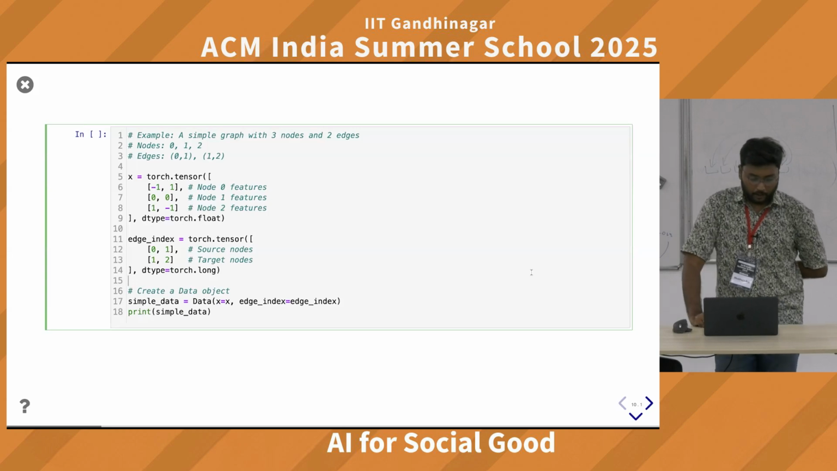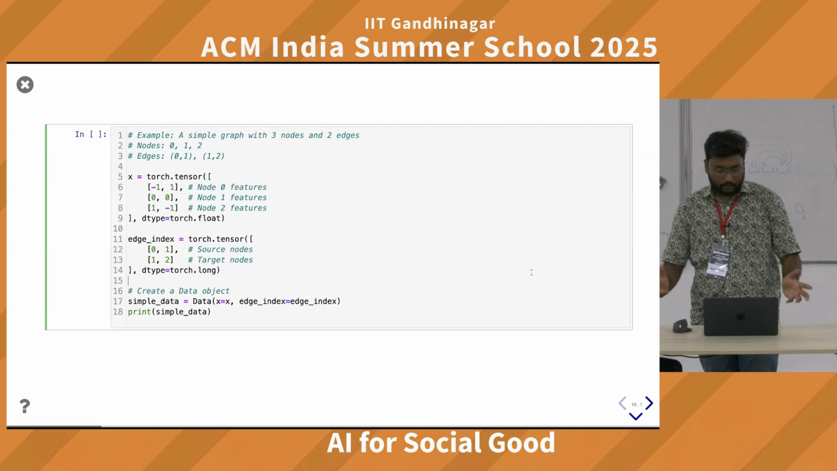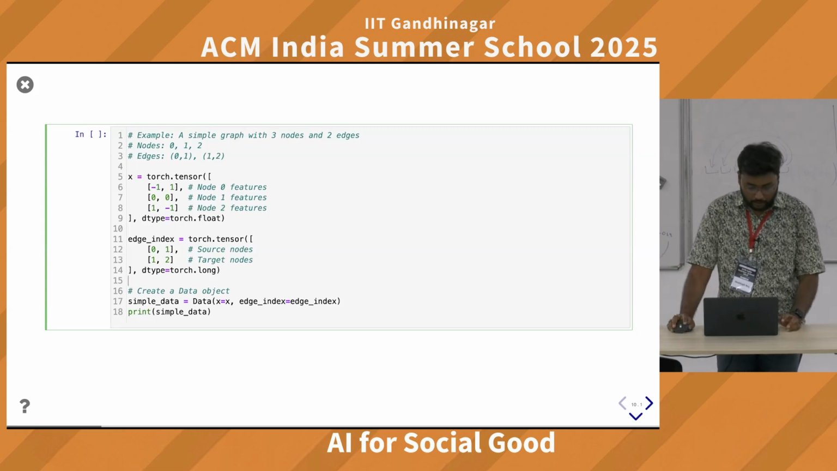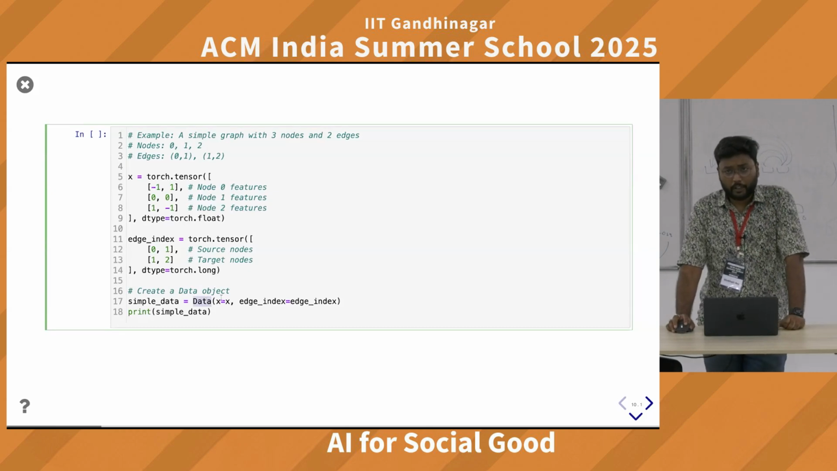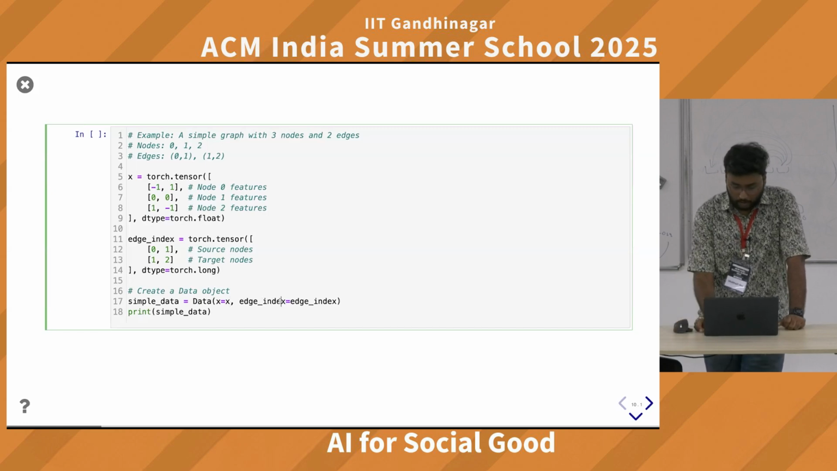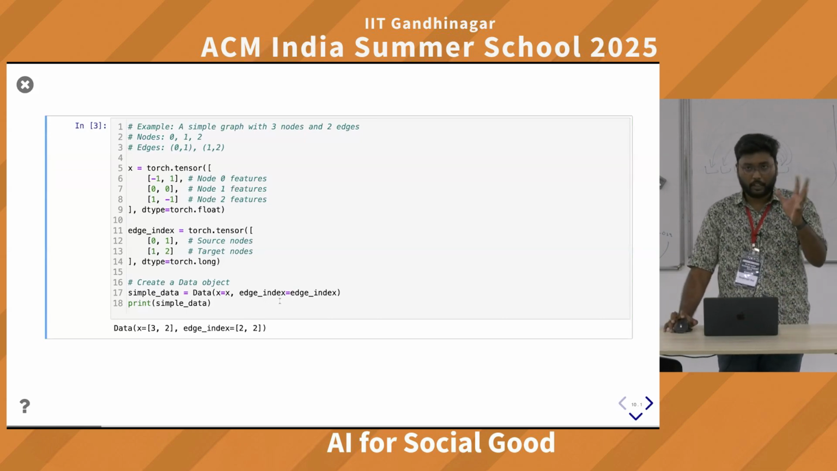Now we create the data in this manner. As we have already imported the Data class, we create an object of it. We pass this x as the features of the nodes, and the edge index, and it just prints the data. So this is a graph.